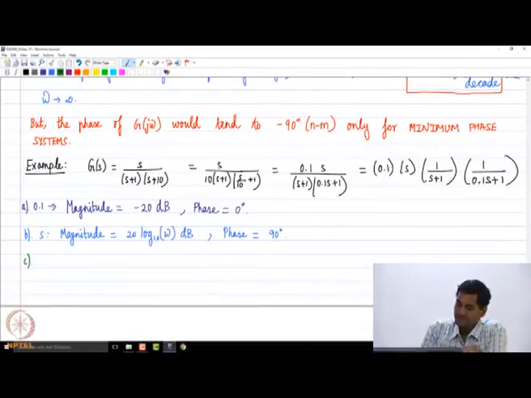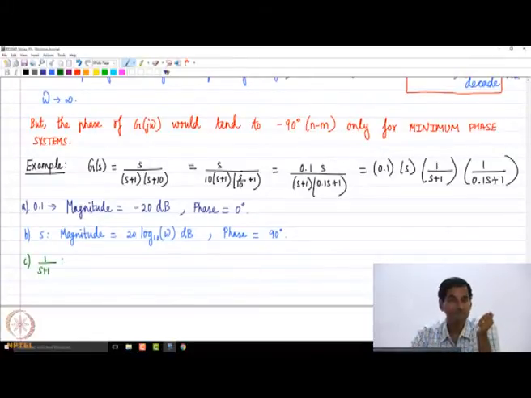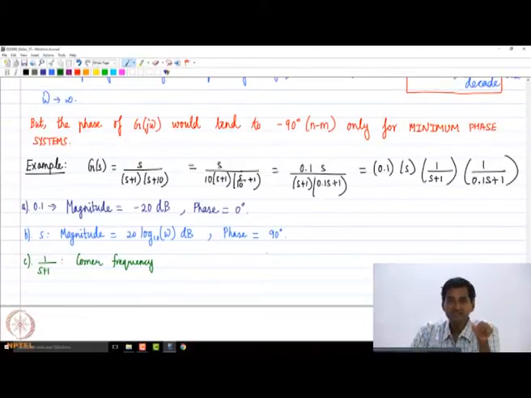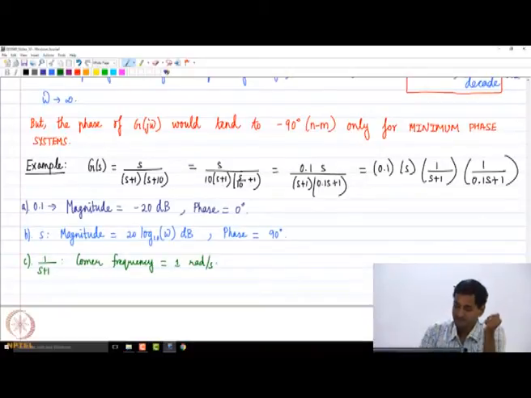So the third term is 1 by s plus 1. This is a term of the form 1 by Ts plus 1. So essentially we can draw the low frequency asymptote and the high frequency asymptote. What is the corner frequency of this term? Here capital T is 1, so 1 by capital T is the corner frequency. So what is the corner frequency? 1 radian per second is the corner frequency for this particular term.